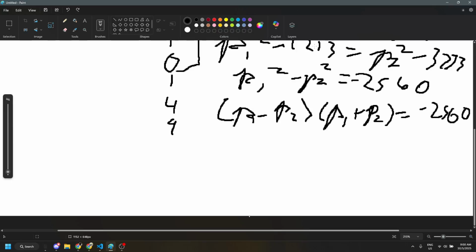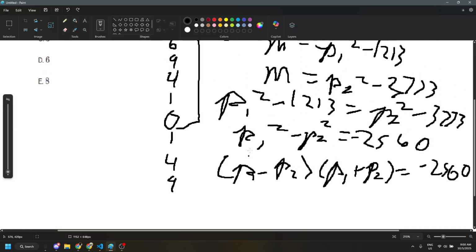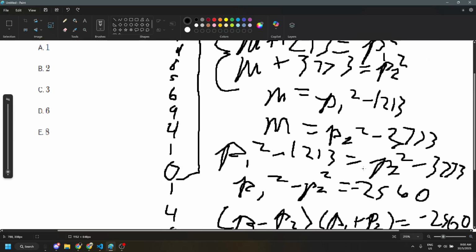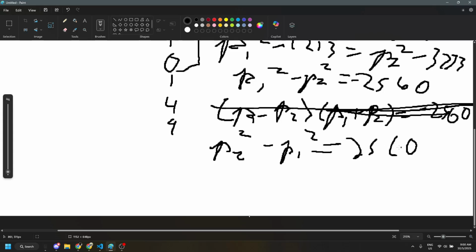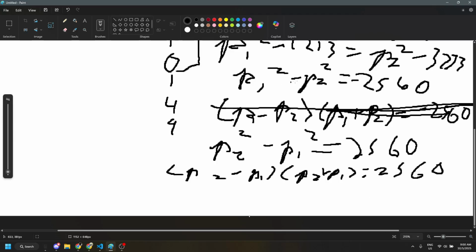So we know that these aren't the perfect squares. These are what is squared to make the perfect squares. The perfect square 1 minus the perfect square 2 is equal to this. Why don't I make everything negative and do p2 squared minus p1 squared equals 2560. And then we have p2 minus p1 times p2 plus p1. So just find two perfect squares that when subtracted lead to this.